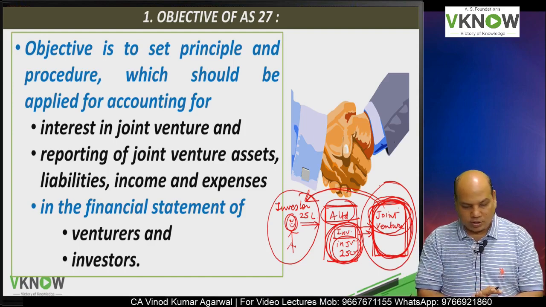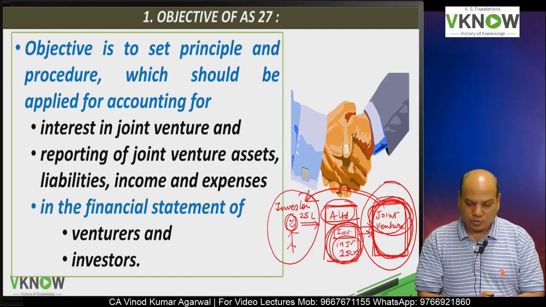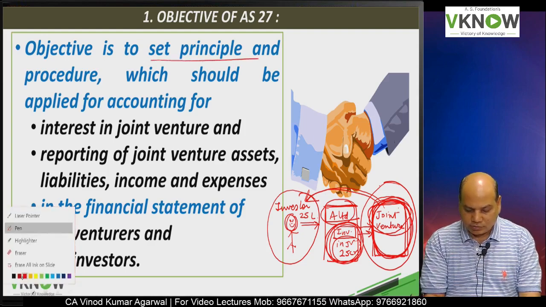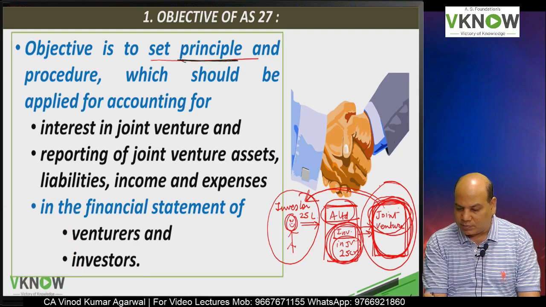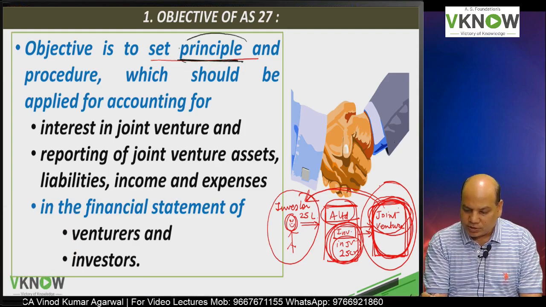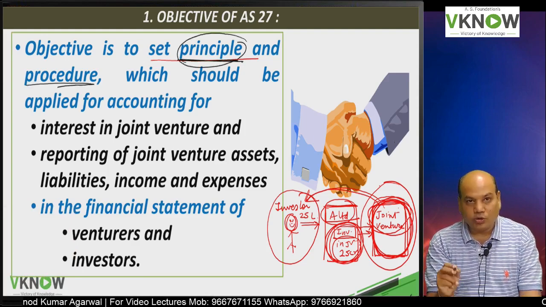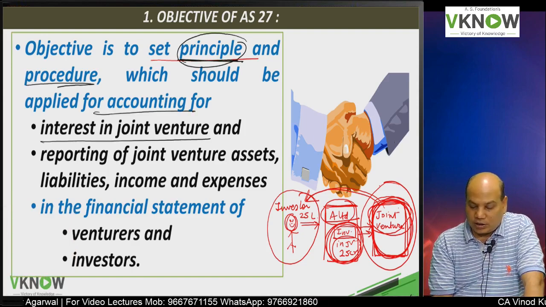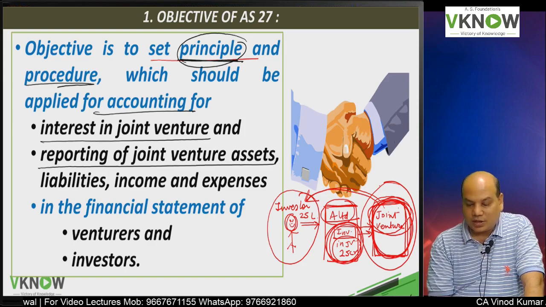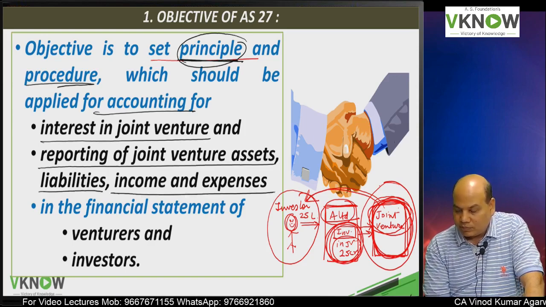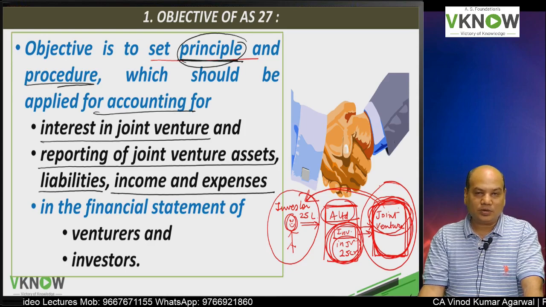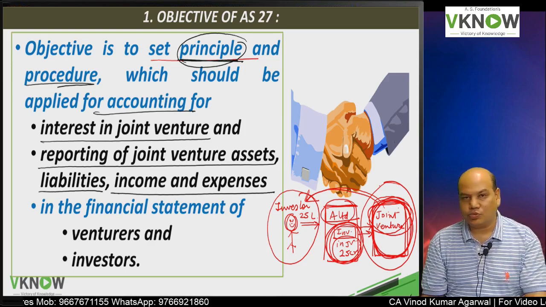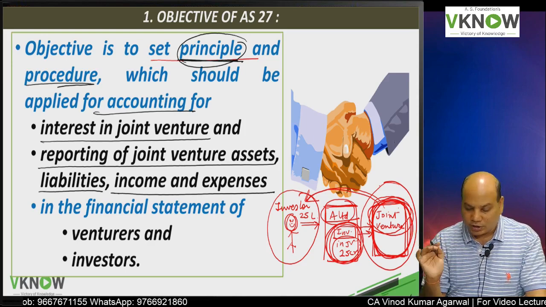So let us read the objective of AS 27. The objective, like all other standards, is to set out the principle. What principle and procedure you will follow for accounting of your interest in a joint venture, and then how to report joint venture assets, joint venture liabilities, income and expense, how to record your share in the assets, liabilities, income and expense of the joint venture, that is covered by the standard.